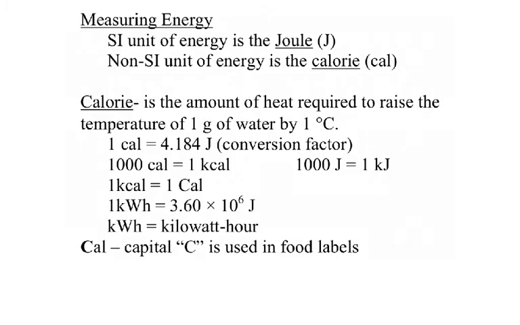However, a very common non-SI unit of energy is called the calorie, which is abbreviated with cal. By definition, the calorie is the amount of heat required to raise the temperature of 1 gram of water by 1 degree Celsius. Now, if you look below here, there are several conversions. One of them here is, the conversion to go from calories to joules is 1 calorie is 4.184 joules. And if you recall, the prefix kilo means 1,000. So if you have 1,000 calories, that's equal to 1 kilocalorie, or 1,000 joules is equal to 1 kilojoule.